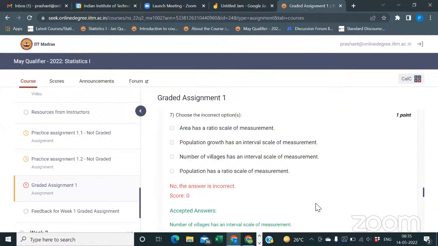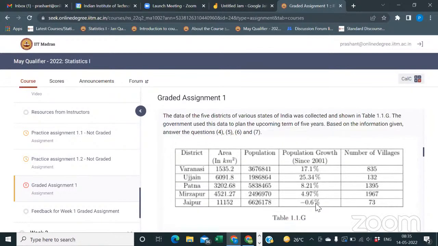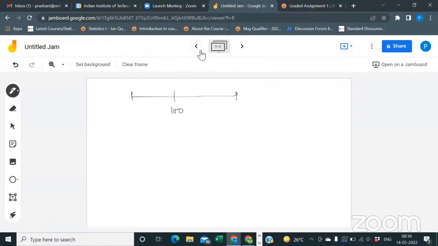But it still satisfies the absolute zero property, right? Zero growth means there is no growth. You can say zero growth means there is no growth, but it can go beyond zero, sir. I just explained 5 minutes ago: anything which can go beyond zero into negative is interval. It cannot be ratio.